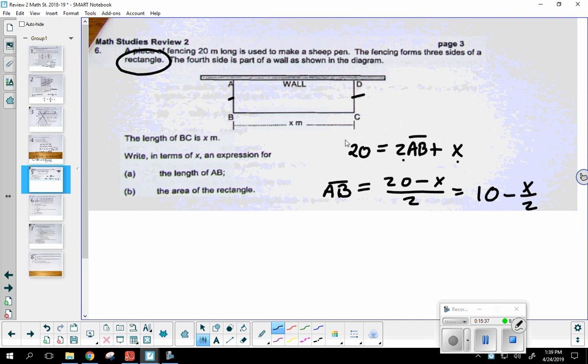I did kind of the same thing. I did 20 minus AB minus the other two. Okay, good. And then it says, how would I find the area?